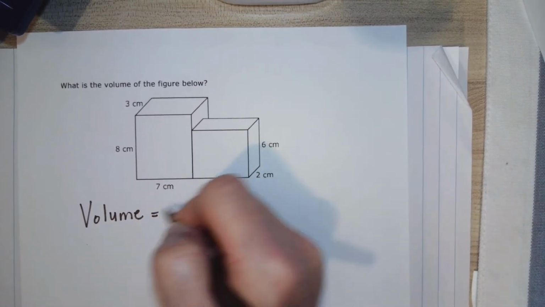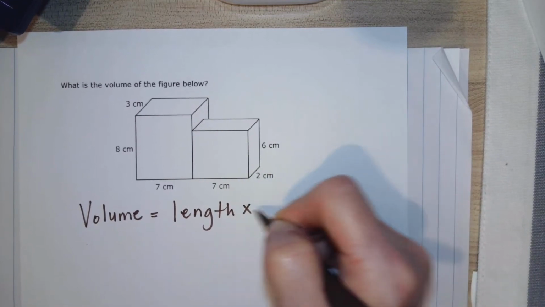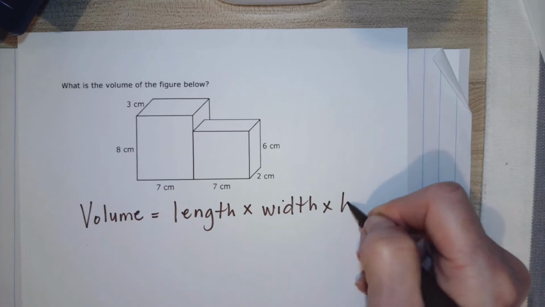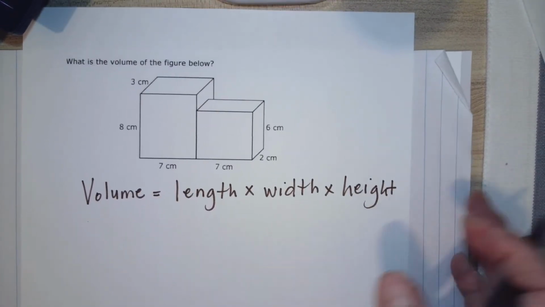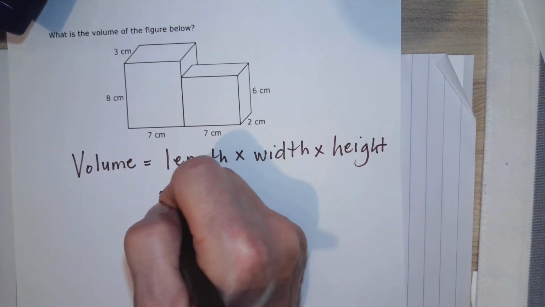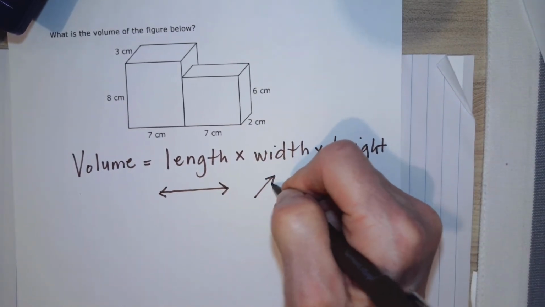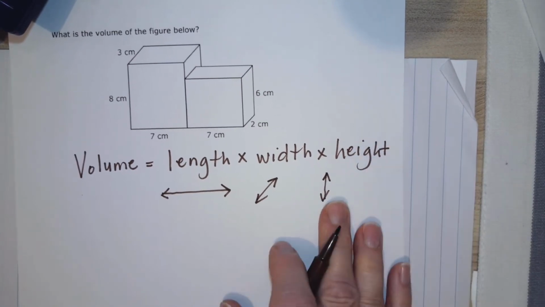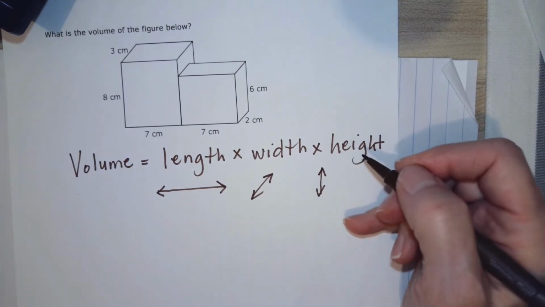So volume equals length times width times height. And remember, a way to think of length times width times height, if you think of length as side to side, width front to back, and height top to bottom. Okay? So side to side, front to back, top to bottom.